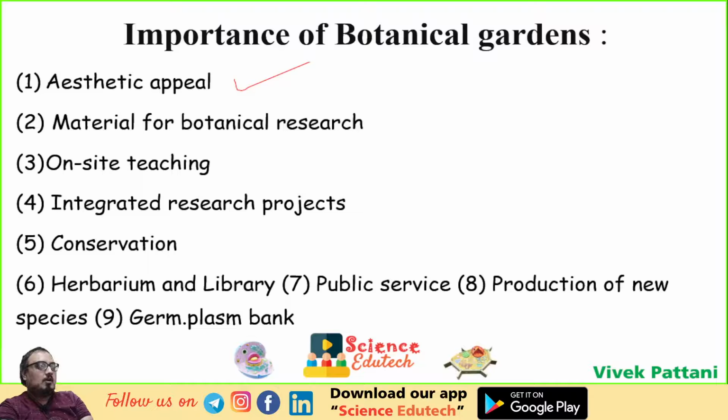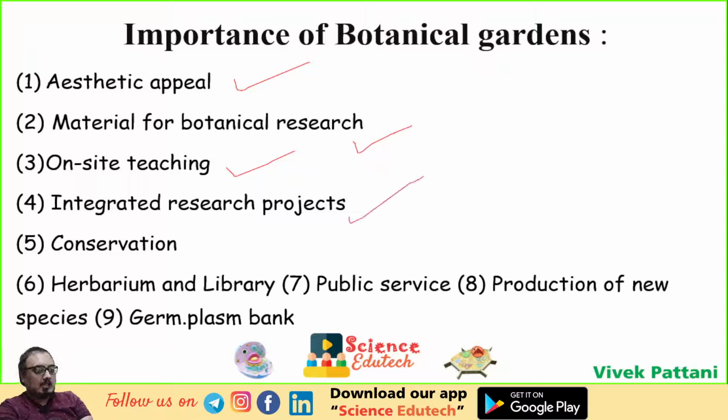Next one, material for botanical research. Botanical gardens generally have a wide range of species growing together and offer ready material for botanical research, which can go a long way in understanding taxonomic affinities. Next one, on-site teaching. The collection of plants is often displayed according to families or genera and habitats, and can be used for self-instruction or for demonstration purposes.